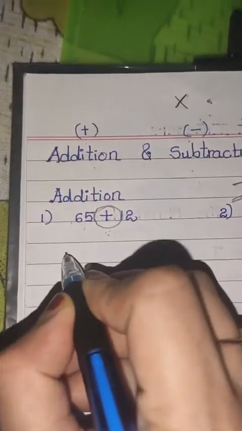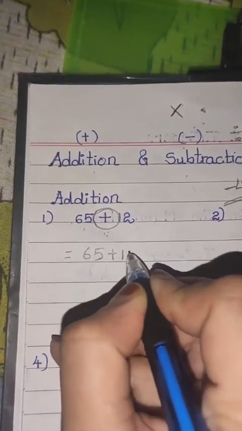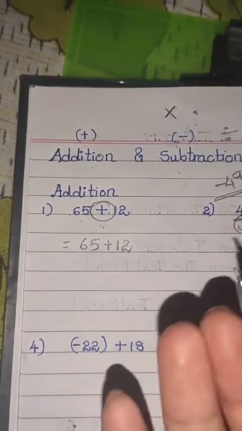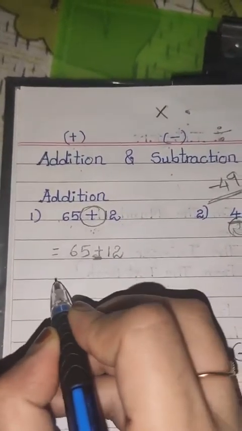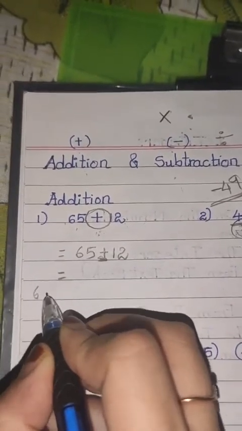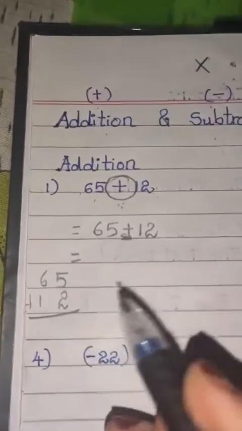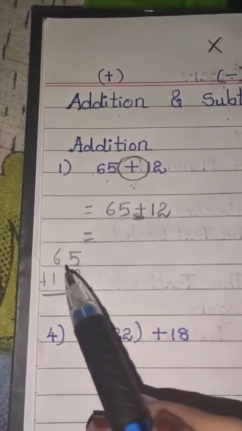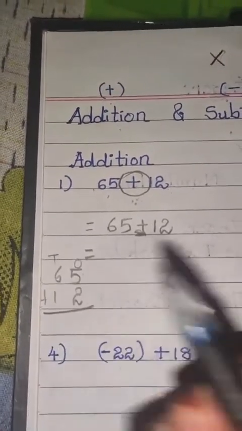65 plus 12. Such type of addition you know very well and you have done. Both are positive integers, so you have to add them as there is a sign of addition. So 65 plus 12. You must write ones below ones and tens below tens.